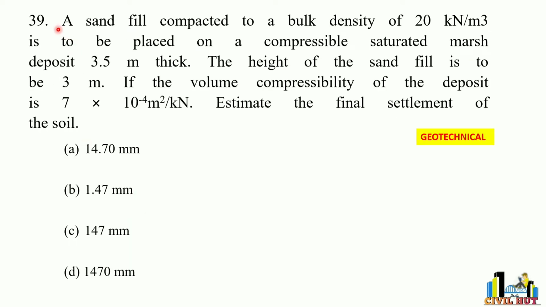39th question. A sand fill compacted to a bulk density of 20 kN per meter cube is to be placed on a compressible saturated marsh deposit 3.5 m thick. The height of the sand fill is to be 3 meters. If the volume compressibility of the deposit is 7 into 10 to the power of minus 4 meter square per kilonewton, estimate the final settlement of the soil.